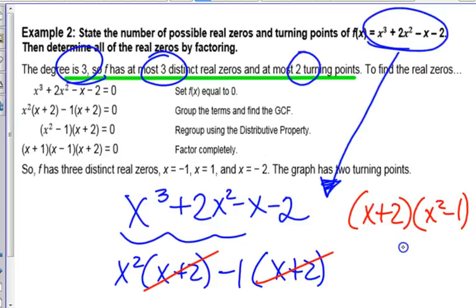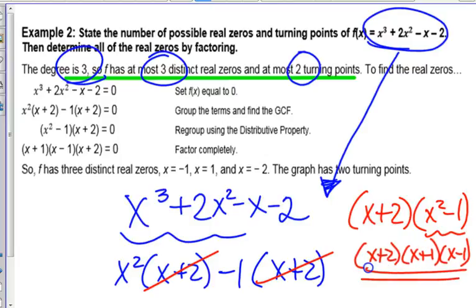Are we done? No, this factors again, right? So we end up with the completely factored form here, which means the zeros were at -2, -1, and +1. You could list those in any order. Everybody okay? All right, now we're going to do some crazy business.